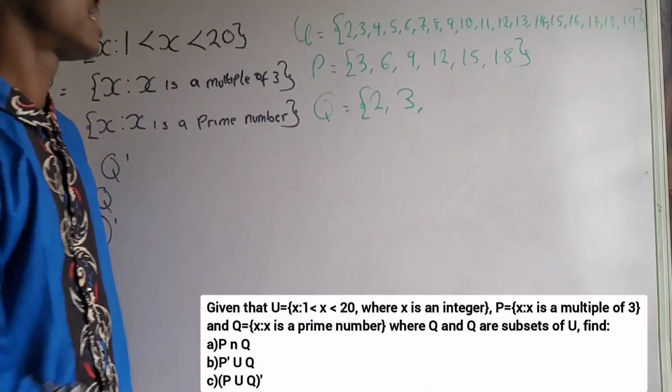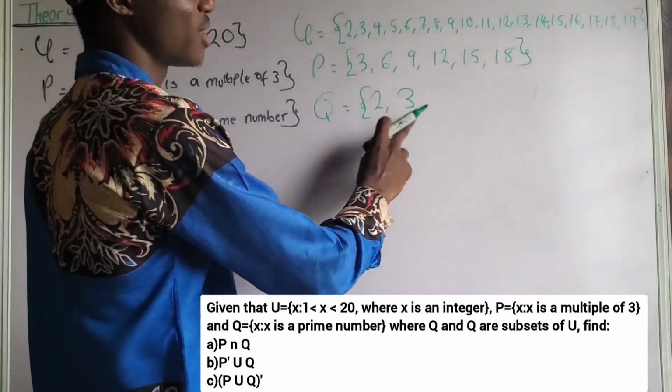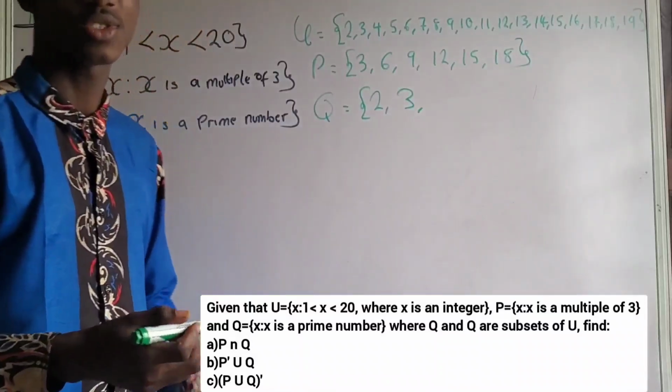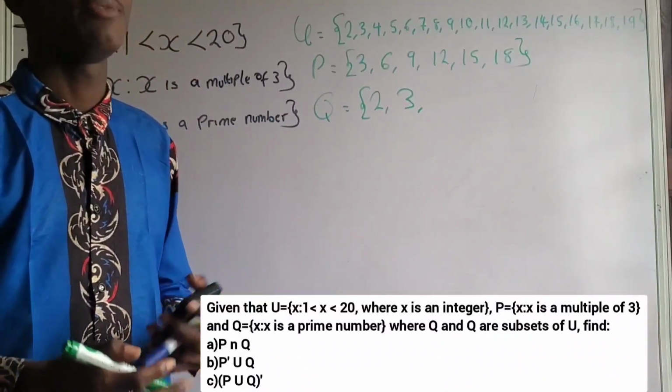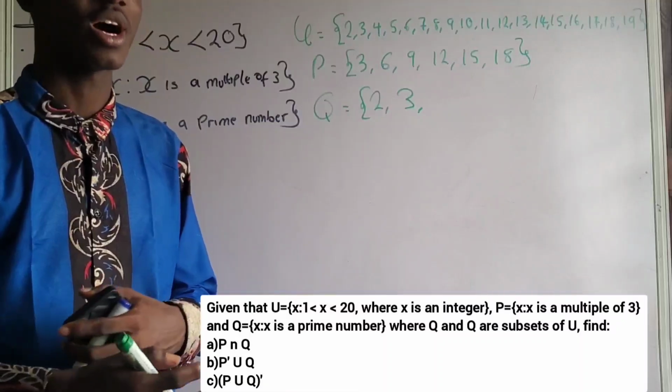So that means that we have 2, 3. What of 4? 4 is not a prime number, and the reason is simply because if you divide 4 by 2, you are not going to have any remainder.